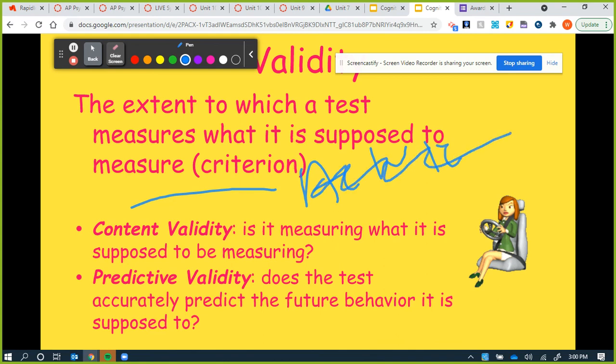Predictive validity: is it accurately predicting what it's supposed to be predicting? If I gave you an AP Psych pretest before the class started, chances are everybody in here would bomb it. That would not be predictive of how everybody would do, because most of the content in this class you've never learned before. But in Math 3, they give you a pretest to see what you remember from Math 2. That might be more valid.